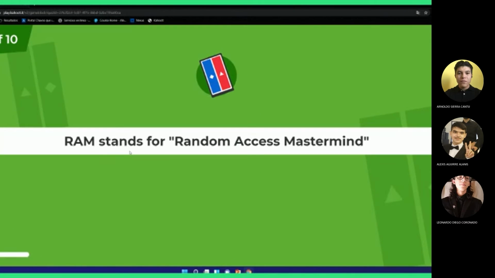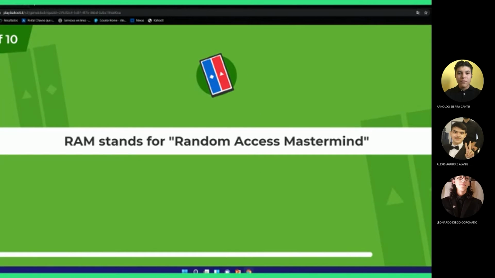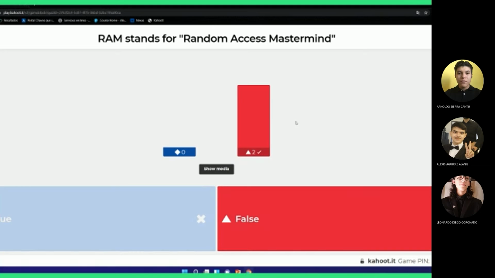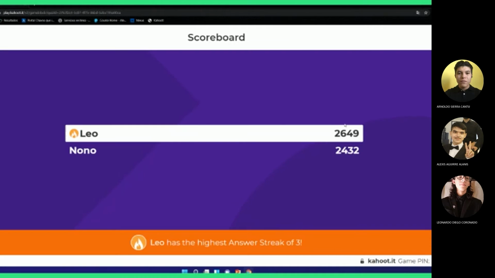Nice. True or false? RAM stands for Random Access Mastermind. True is blue, false is red. Yeah, it's false. RAM stands for Random Access Memory, not Mastermind. Okay, Leo is having a high streak.